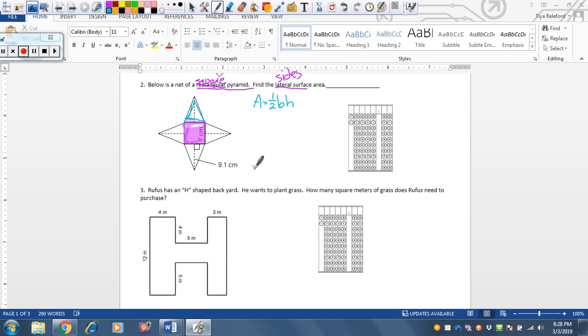So it's actually easier than composite figures. So your base for the triangle is 7 and your height is 9.1. Do not forget you have 4 of them.